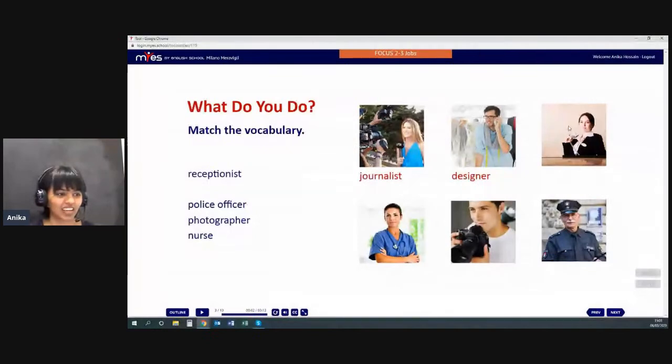And let's look at the third photo. The woman in a suit holding the telephone. She answers phone calls. She helps people in an office. Helps answer emails. So what do you think her job is? She is a receptionist.